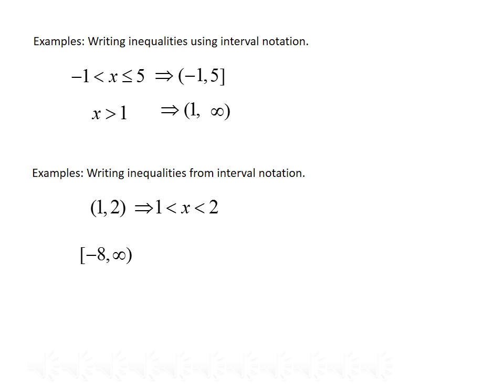Next, let's try square bracket -8, comma infinity, open parenthesis. Again, we want to write this in terms of low to high. We were given that -8 is our low number, so we know -8 is less than or equal to x. We use less than or equal to because there was a square bracket. And there was no high number in the interval. We had infinity, so we won't put anything on the other side of the x.